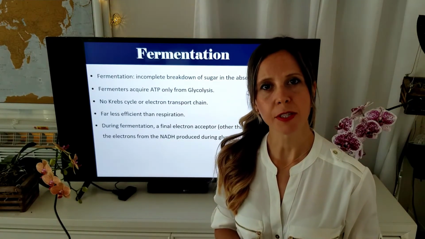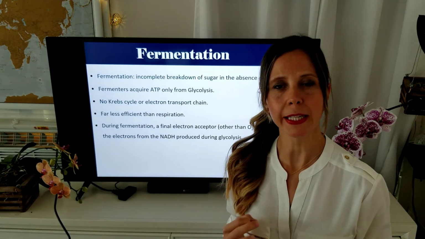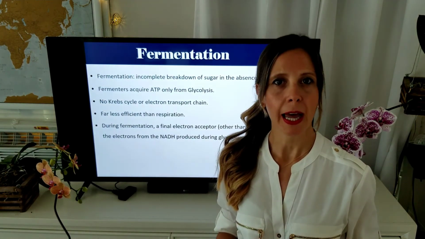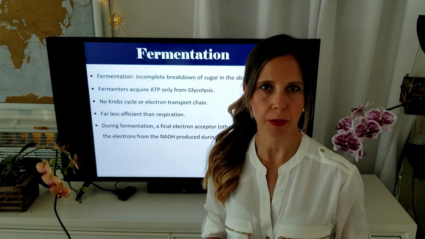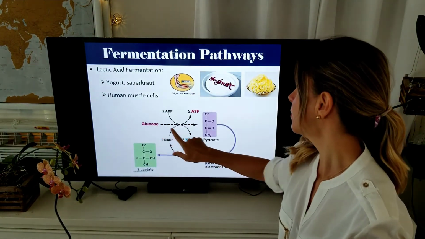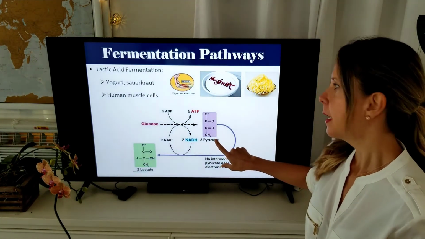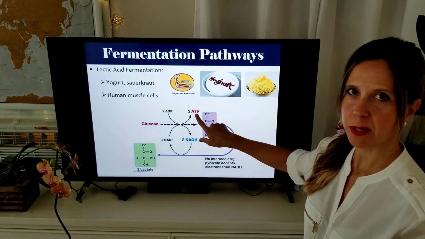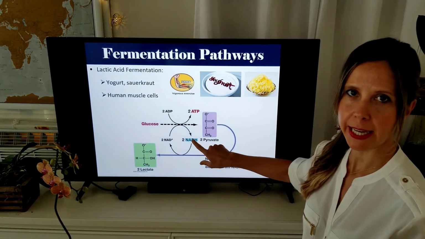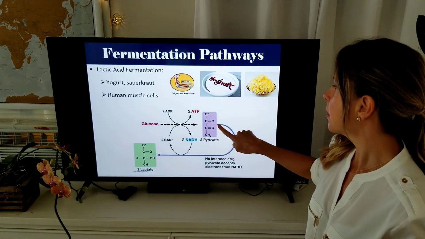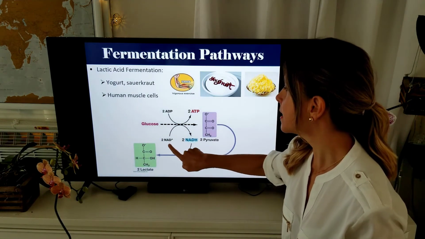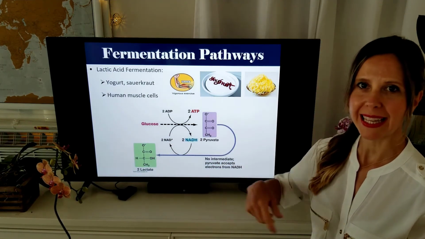There are two types of fermentation pathways depending on these post-glycolytic reactions: the lactic acid pathway and the alcohol fermentation pathway. During lactic acid fermentation, glycolysis occurs, so glucose is converted to pyruvate. In this process, we make 2 ATP per glucose molecule, and we also generate NADH. The pyruvate is then going to accept electrons from NADH, and thus regenerates the NAD+ and forms lactate.